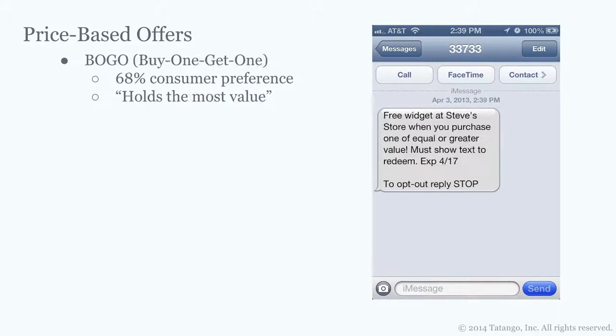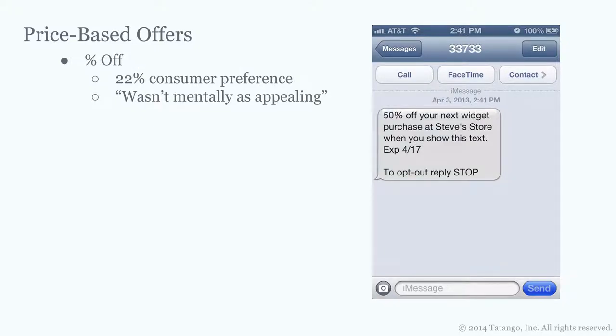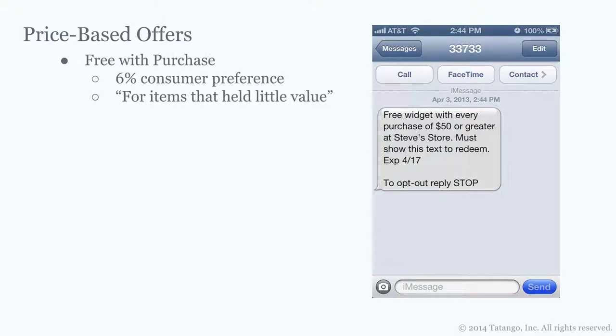Okay, remember we had 68 for BOGO, 22 for percentage off, 6% customer preference for free with purchase. Why? Customers see items that hold little value. So the thing that you're giving for free, in the customer's mind, they think it holds little value. Let's look at it. Free widget, so they think the widget doesn't have very much value. At least that's what we're hearing from the customers. This is from a Sell It survey. With every purchase of $50 or greater at Steve's store.